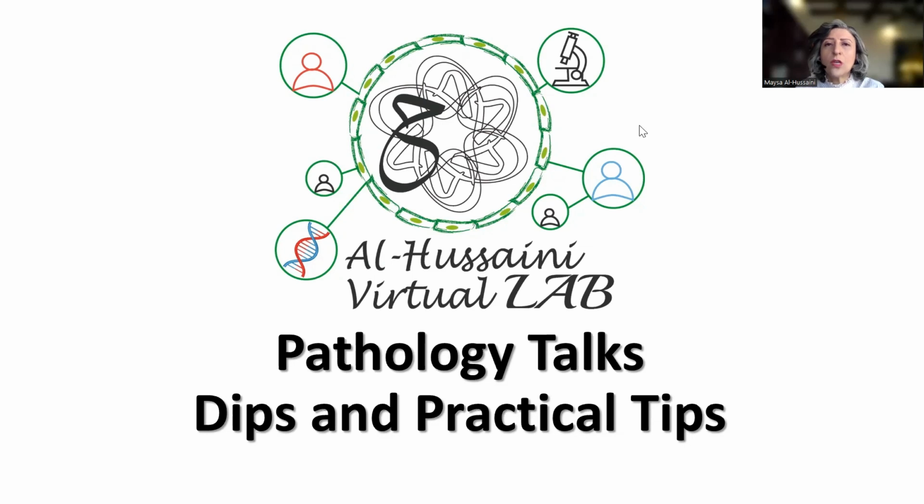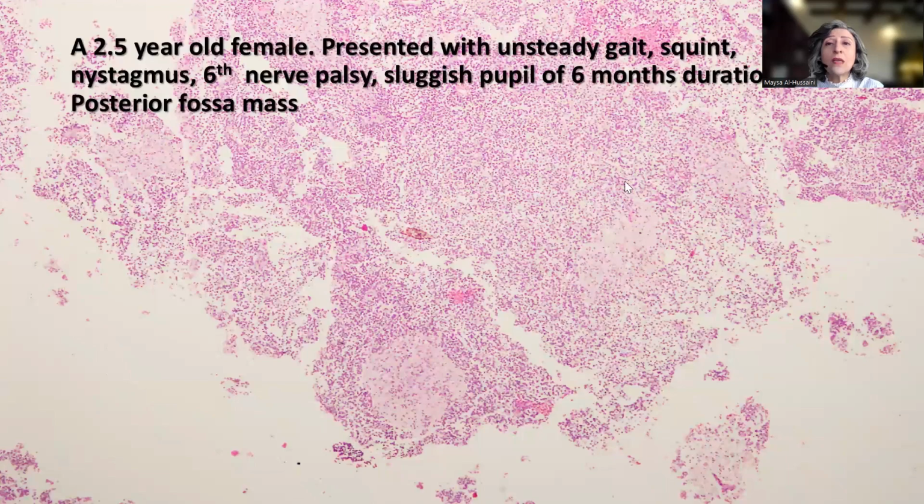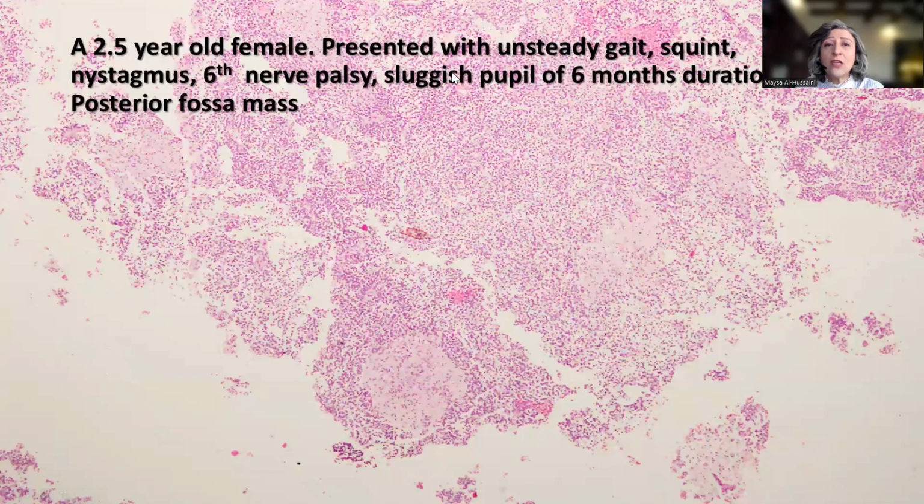What I'm going to be sharing with you today is a nice case of atypical teratoid rhabdoid tumor, but this time showing nodular growth pattern with its important differential diagnosis from nodular desmoplastic medulloblastoma. This is a case of a 2.5-year-old female patient who presented with unsteady gait and squint and nystagmus, in addition to 6th nerve palsy, sluggish pupil of 6 months in duration, and she was found to have a posterior fossa mass.